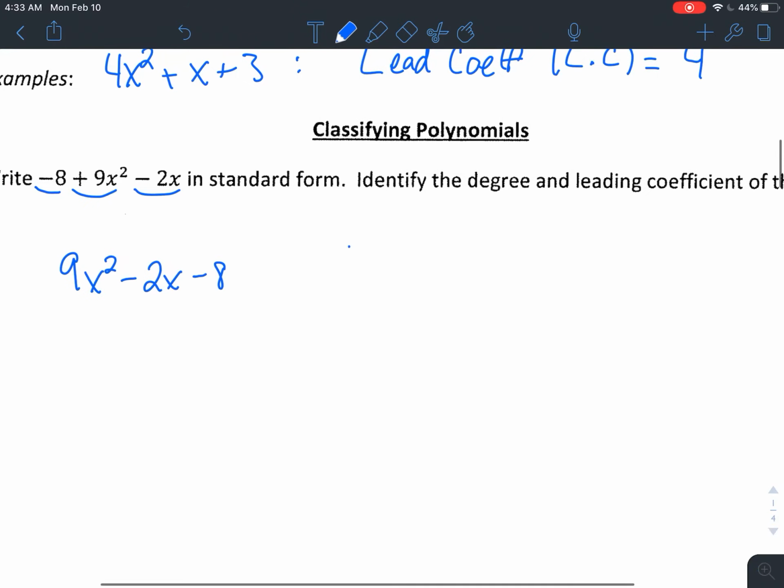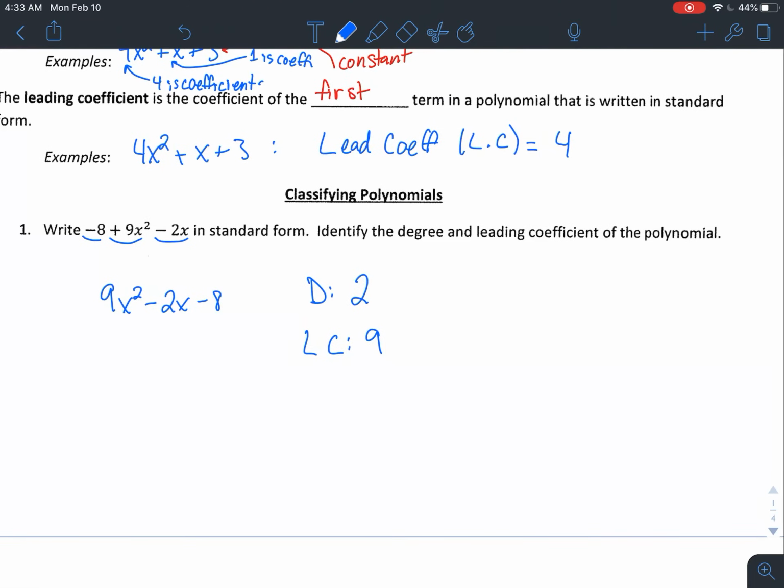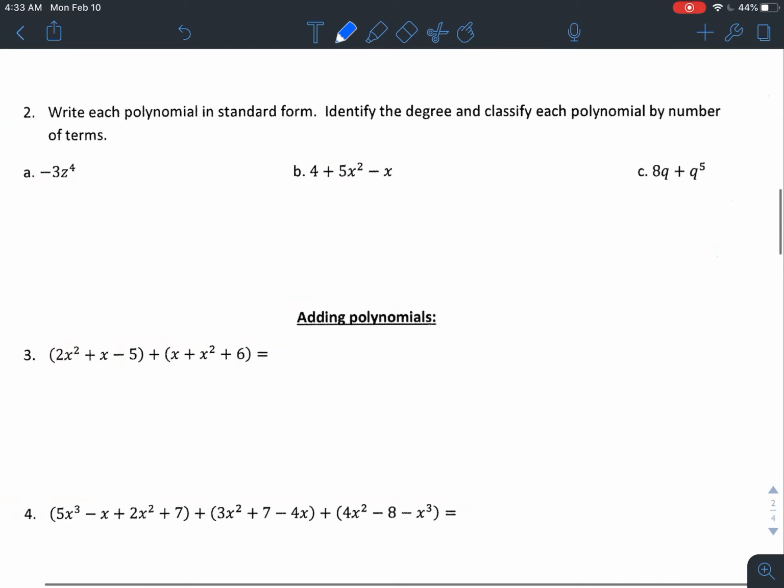From here, my degree and my leading coefficient, which I'm fine with abbreviating if you want to. So D for degree, LC for leading coefficient. My degree again here, since it's just a single variable, is just the highest exponent, in this case a positive 2. And then the lead coefficient is that very first number in standard form, so a positive 9. That's it. Okay, flipping it on over.